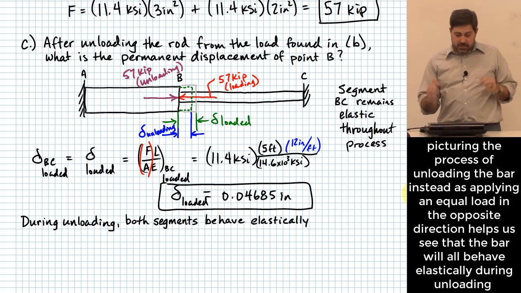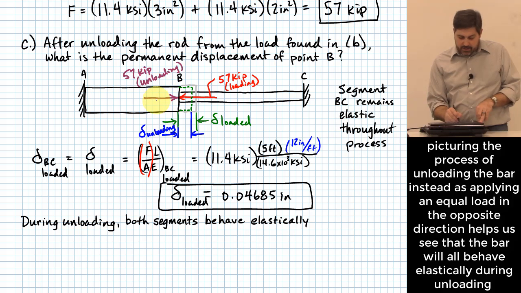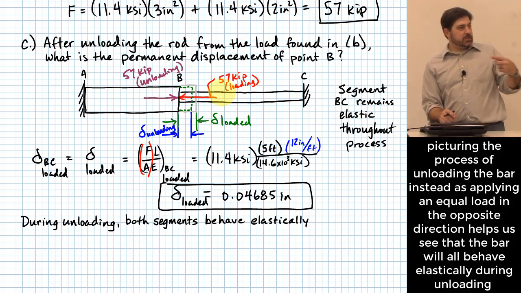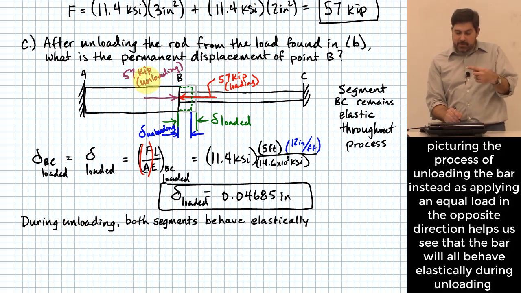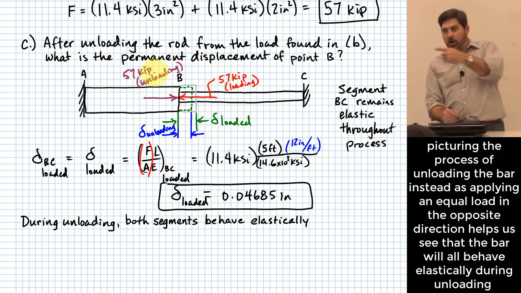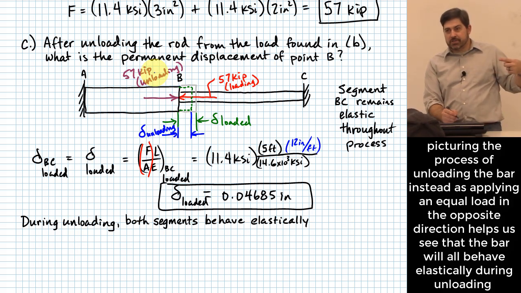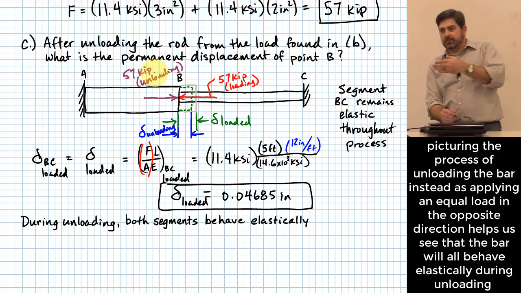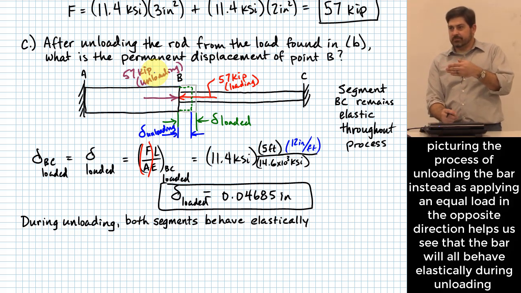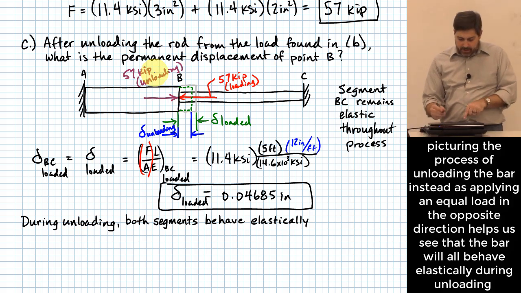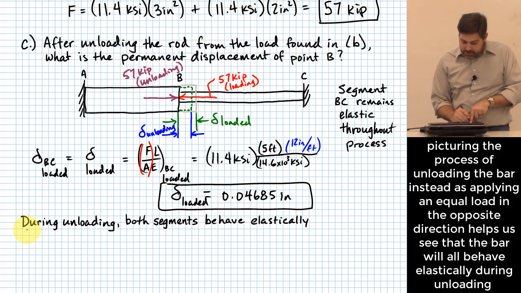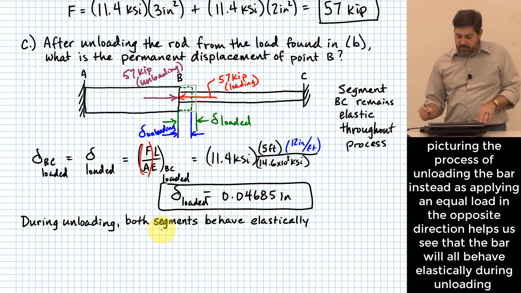It's elastic, because in order for that 57 kip force back to the right to start doing more deformation in that direction, it has to be more than 57 kips. It's going to have to push it all the way back the other direction to where you're causing literally reversed stresses, as opposed to just relaxing the stresses. Does that make sense? Okay, so that's what justifies this statement right here that says during unloading, both of our segments are going to behave elastically.